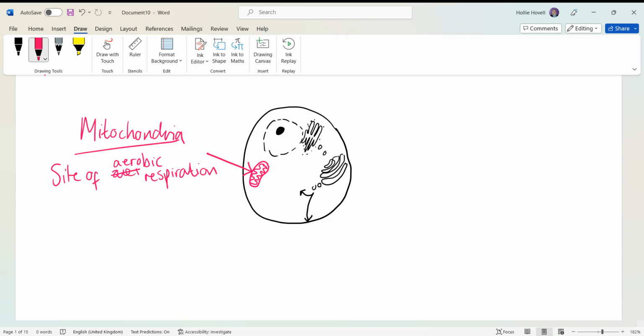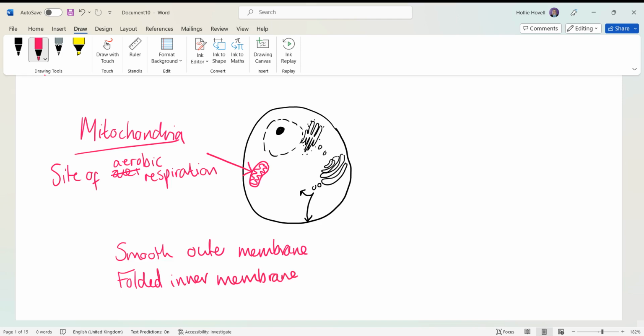You need to be able to talk about this structure. You need to talk about how it's got a smooth outer membrane and it's got a folded inner membrane. So it's a double membrane, smooth outer membrane, folded inner membrane. And that inner membrane, where it folds in and out, in and out, in and out, we need to know that that's called the cristae.